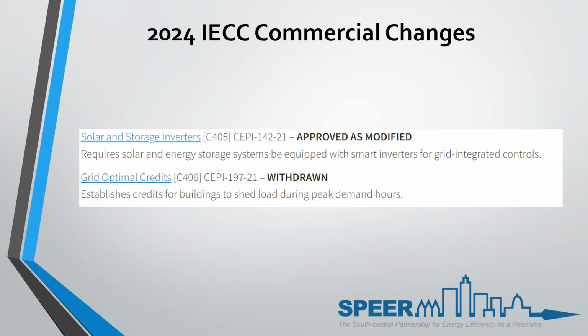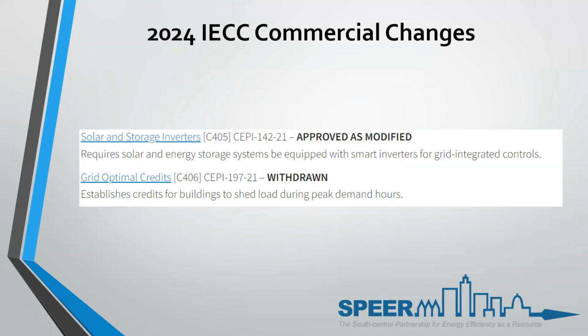And then also solar and storage inverters that was approved as modified requires solar and energy storage systems to be equipped with smart inverters for grid integrated controls. So the first inverters that were out there were very costly. They also consumed a lot of energy to be able to do. There's now smart inverters that can turn on, turn off. They can report. They have grid integration controls. That is now going to be required for commercial.